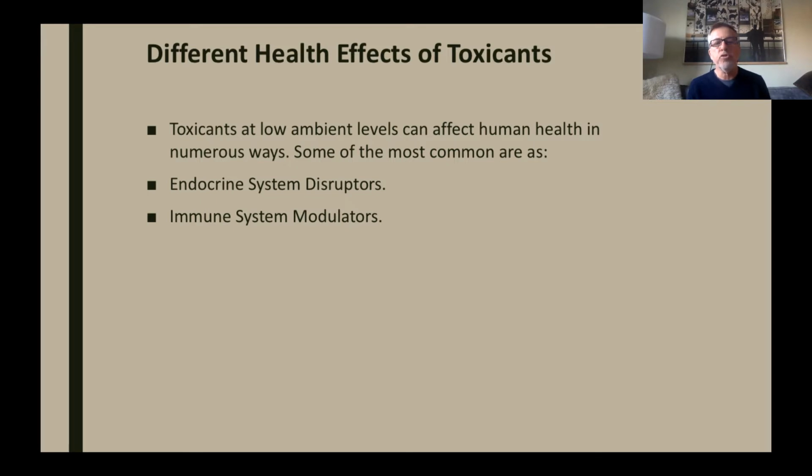Second, there are immune system modulators. The immune system protects you from all sorts of disease and foreign invasion. And there are chemicals that can change the activity of the immune system, both stimulate it and reduce its ability to act. And we'll talk about that. And finally, we're going to talk about carcinogens, which are chemicals that cause the mutations that cause cancer to occur. So let's look at each of these.